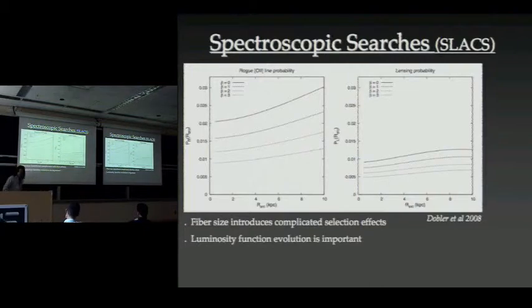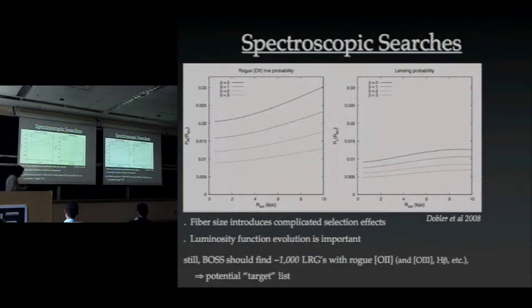BOSS has a different fiber size, and it's at different redshifts. But basically, with 1 million LRGs, you'd expect about 1,000 LRGs with rogue O2, O3, H beta lines, et cetera. And so that gives you sort of a potential target list. Right? So without actually going back and following up 1,000 systems with HST, because that's impossible, these are sort of higher probability than average that a supernova that goes off near one of those LRGs is going to be multiply imaged.